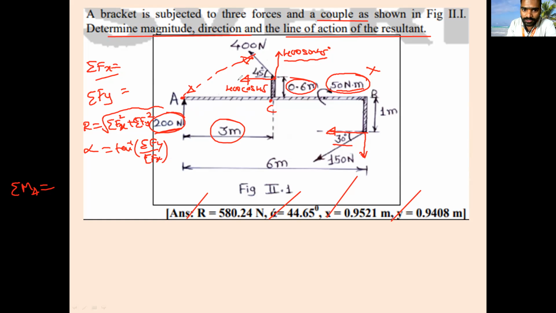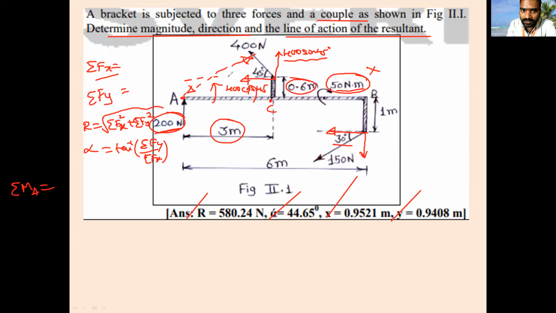Okay, consider there are no other forces, only the horizontal force. Is it rotating clockwise or anti-clockwise? Anti-clockwise, like this. What is the distance? 3 meters. So that is one: minus 400 cos 45 into 3. Then the 400 vertical component. Look here: for the horizontal component, what is the perpendicular distance?